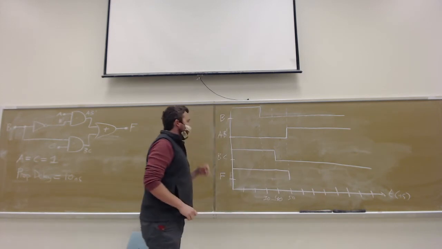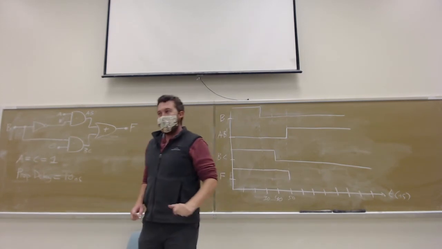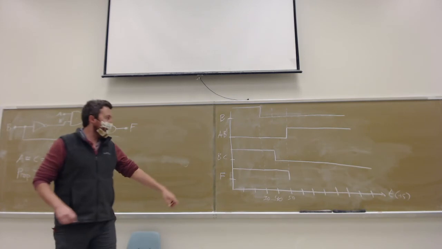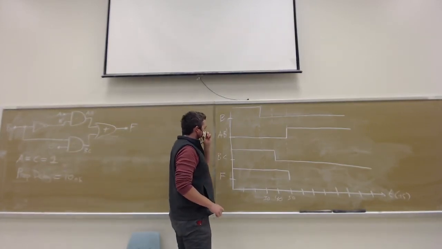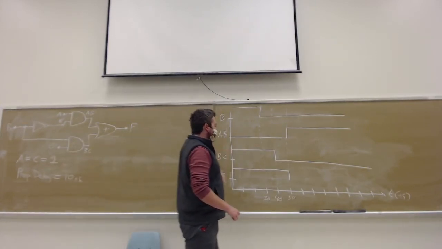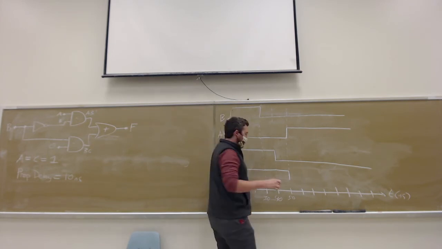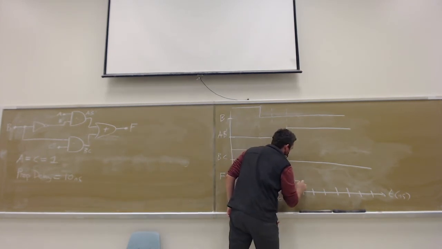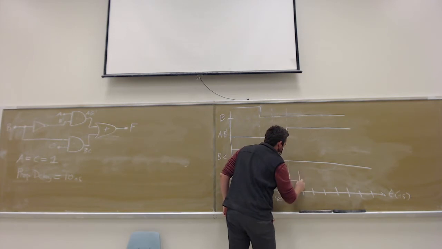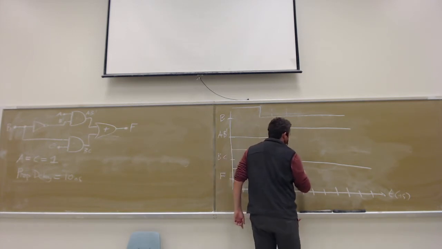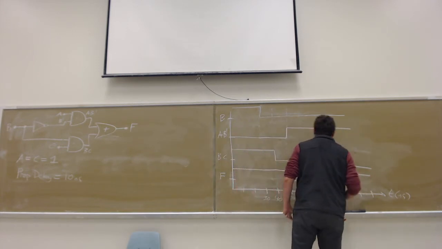But what also happened at 50? AB prime goes to 1. Yeah, AB prime went to 1, which means what for F? It goes back to 1. Which means F is going to go back to 1, but it takes 10 nanoseconds. It's got to wait. It's 10 nanoseconds. And then it goes back to 1. And it stays there forever.